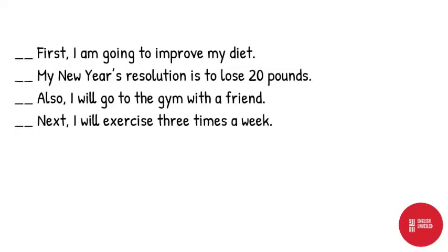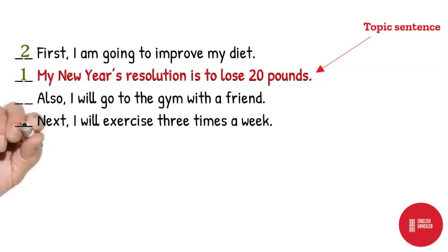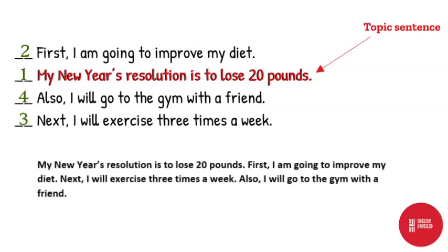Look at these four sentences. The topic sentence is the first sentence in the paragraph. The other sentences in the paragraph are supporting sentences. They should be ordered in a logical way to support the topic sentence.